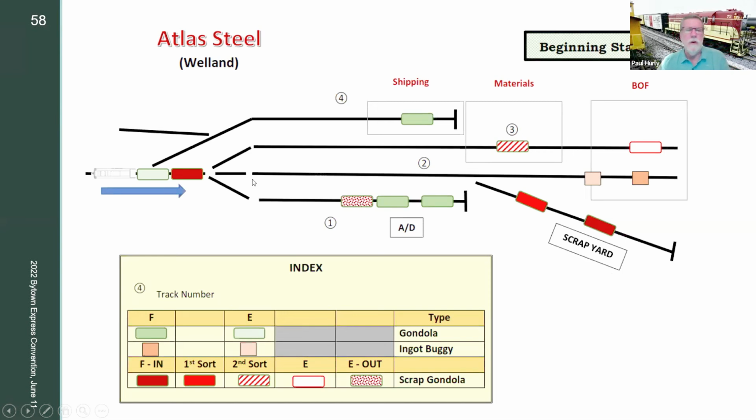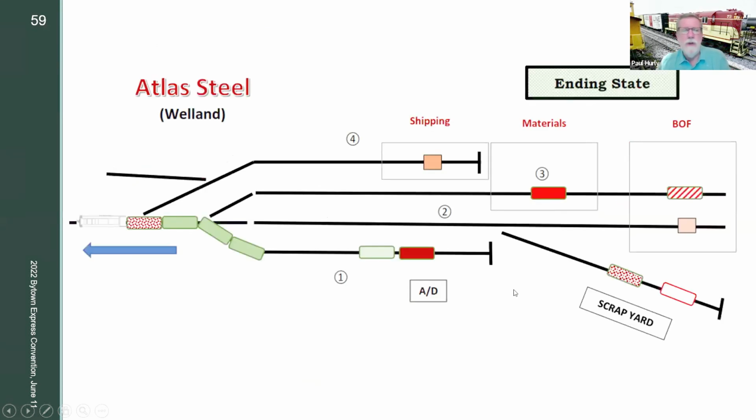Again, when I have an internal switcher and TH&B just servicing the plant, TH&B would come in and simply drop off and pick up from the AD track, arrival departure track. And there's the end state. And I'll just flip back and forth again so you can get a sense of how things moved around.